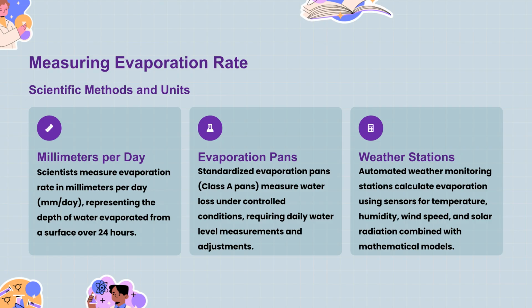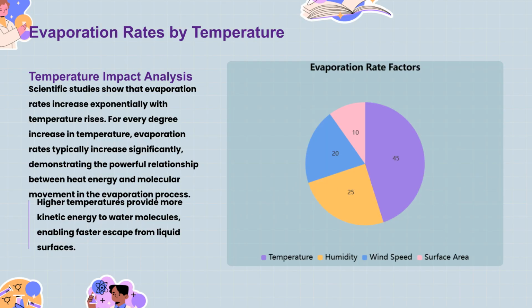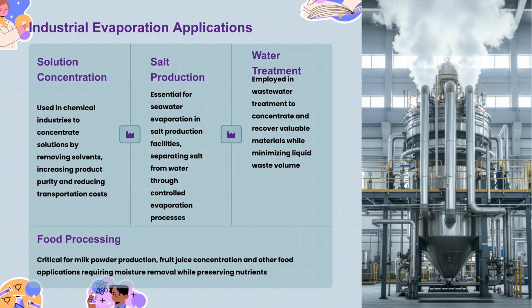Evaporation rate is scientifically measured in millimeters per day. Evaporation pans measure water loss under controlled conditions. Weather stations use sensors and mathematical models to calculate evaporation rates. Evaporation rates increase exponentially with temperature, demonstrating the powerful relationship between heat energy and molecular movement. Higher temperatures provide more kinetic energy for faster escape from liquid surfaces.